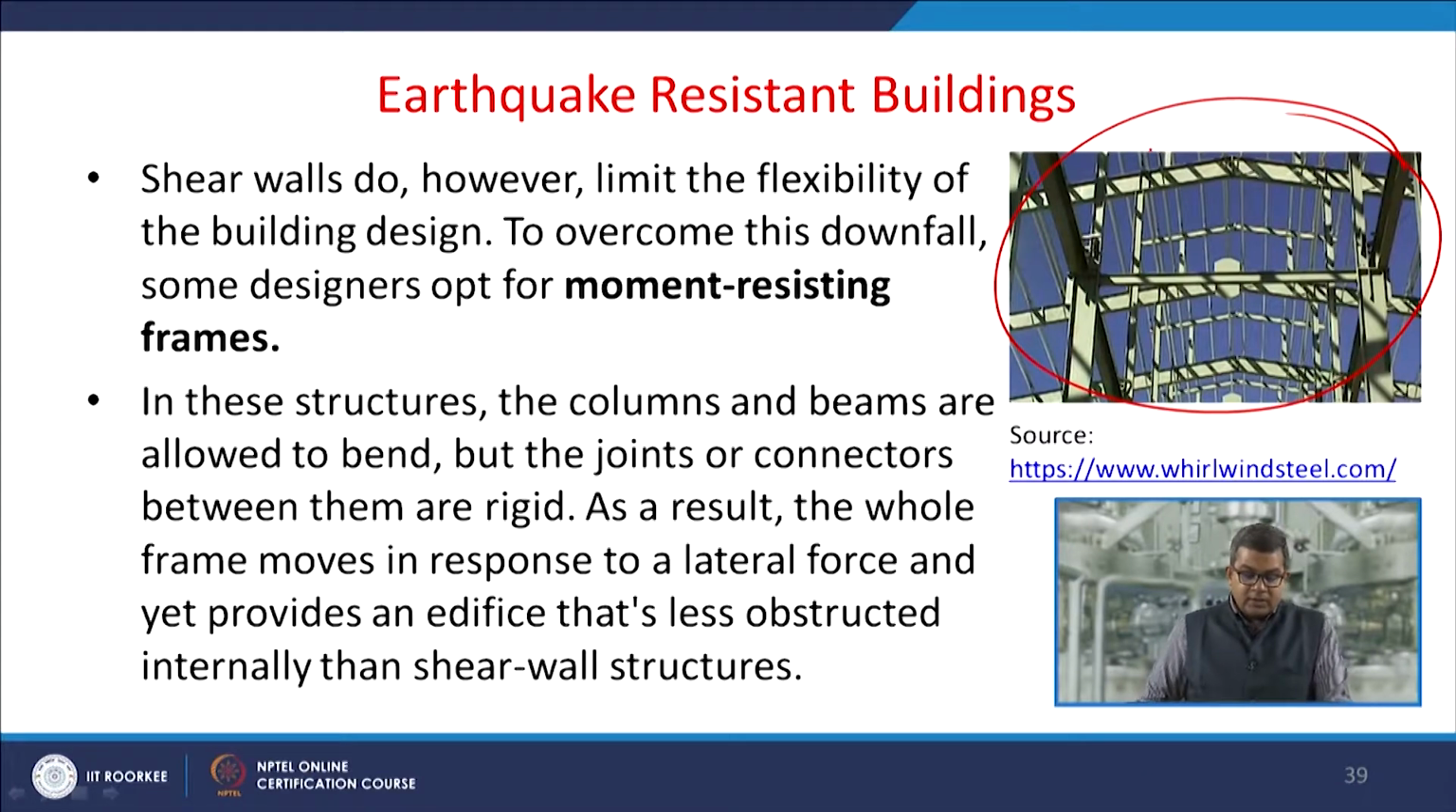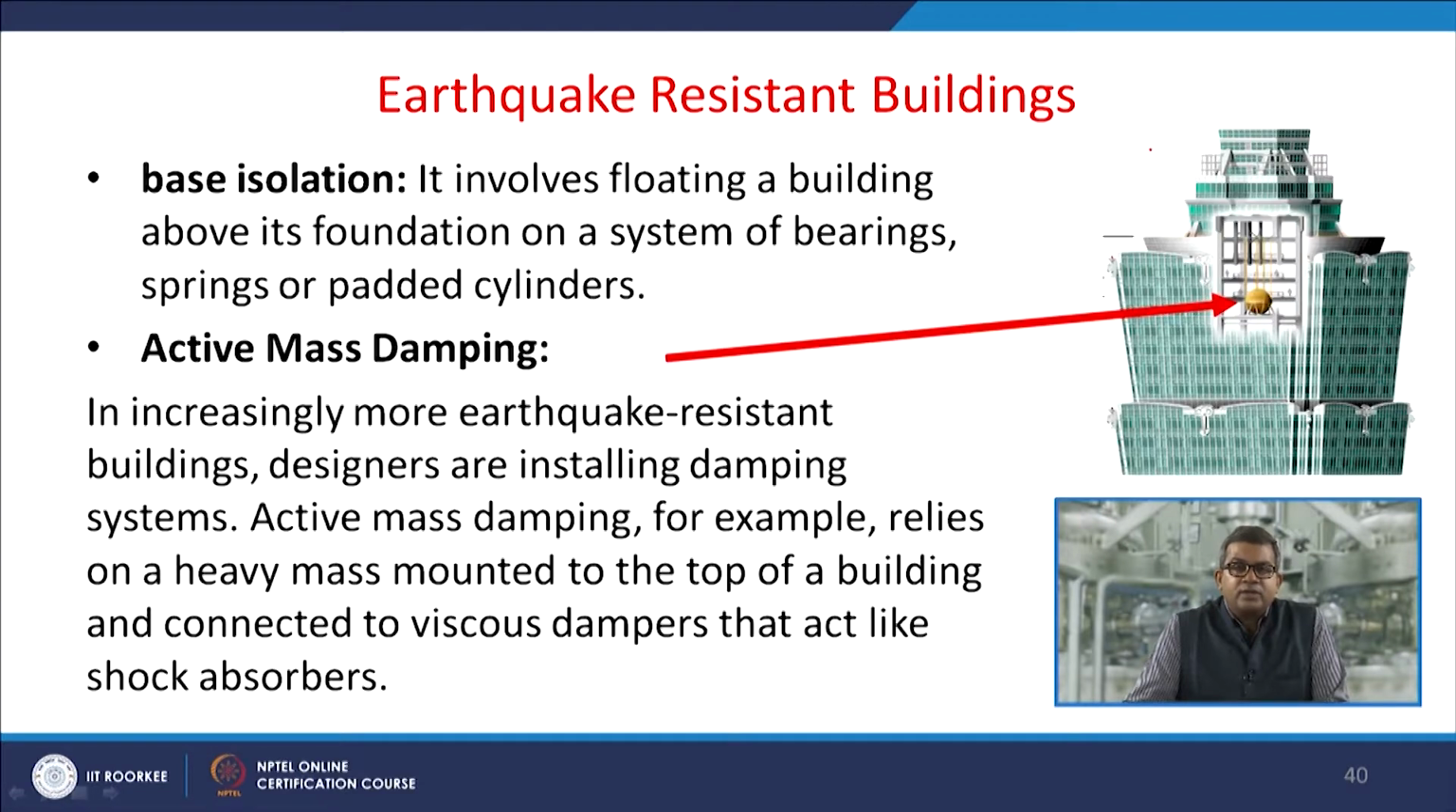Now, in these structures the columns and beams are allowed to bend, but the joints or connectors between them are rigid. So, as a result the whole frame moves in response to a lateral force, and it provides an edifice that is less obstructed internally than the shear wall structure.